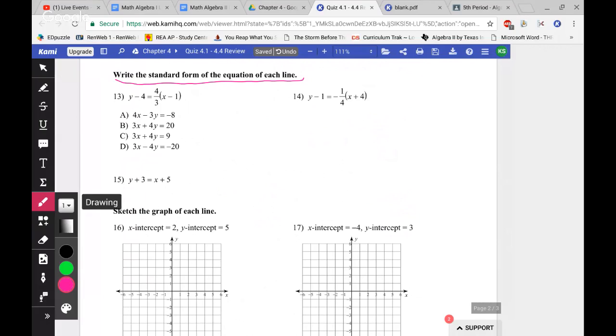Can you hear me okay? Yeah. Okay, good. All right, so you're going to write it in standard form. The first one is given in point slope. Did you recognize that? Yeah. Okay, good. All right, so what you're going to do is you've got, hey, Bill. Hey, Bill. Hold on just a second.